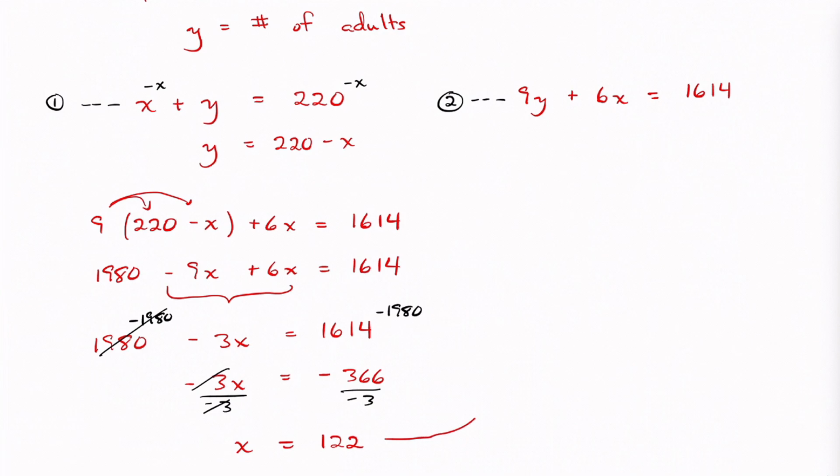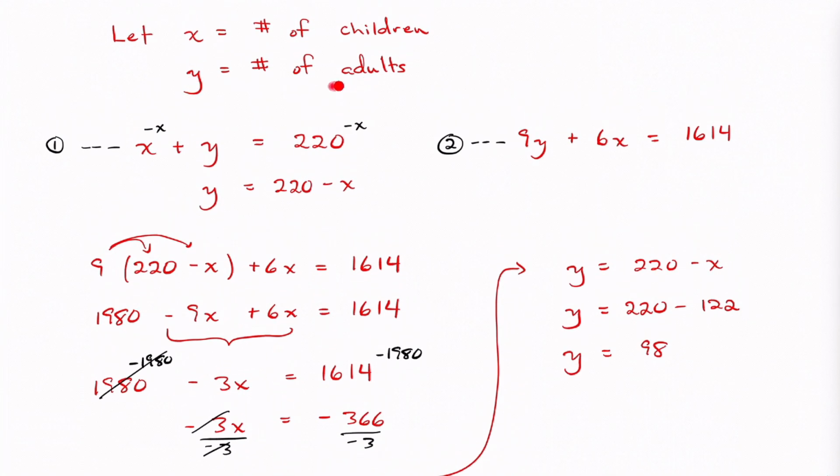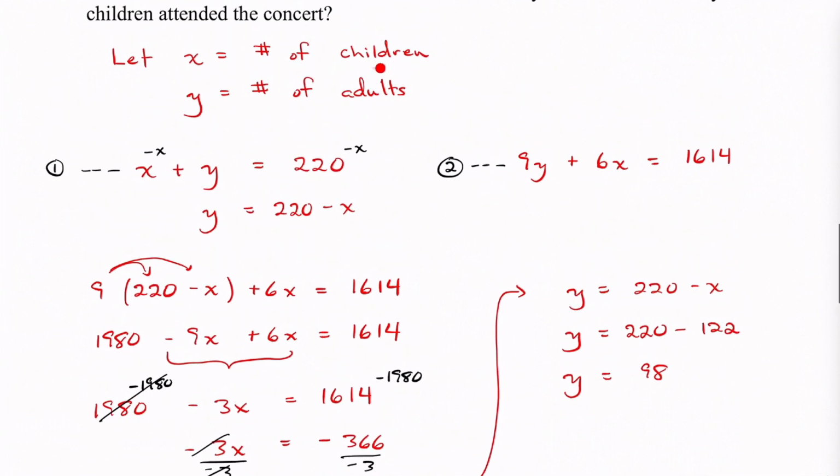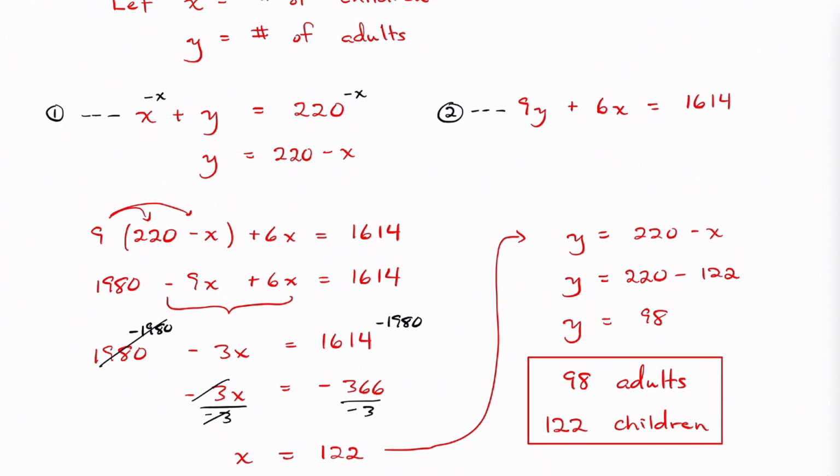So we know what x is. Now we just have to figure out what y is, and I'll do that up here. So y, we had right here, it was 220 minus x. But I now know what x is. So it's going to be 220 minus 122. So y is going to be equal to, subtracting those two, 98. So now that I know that x is 122 and y equals 98, I can look back up and see that y is the number of adults. So that means I have 98 adults and x is 122, so that is 122 children. So I'm just going to write that at the bottom. So that is our final answer.